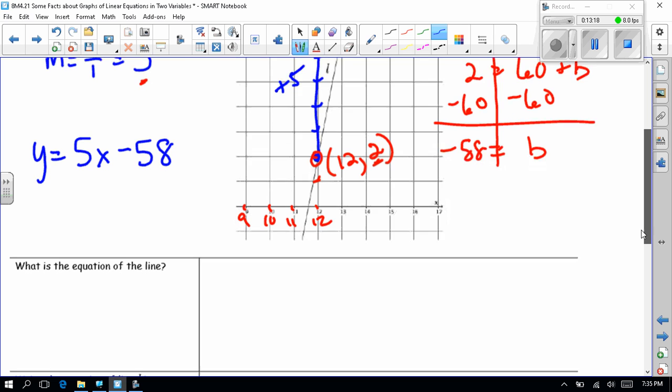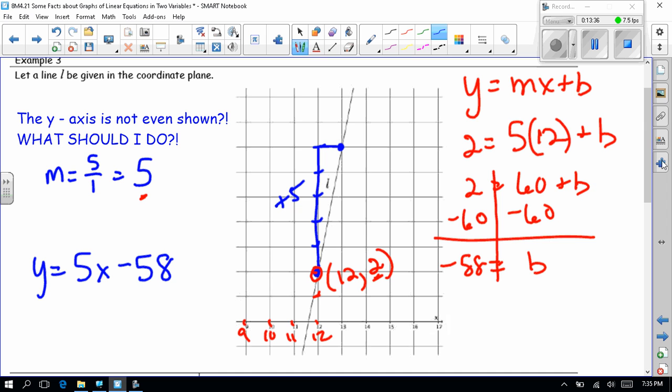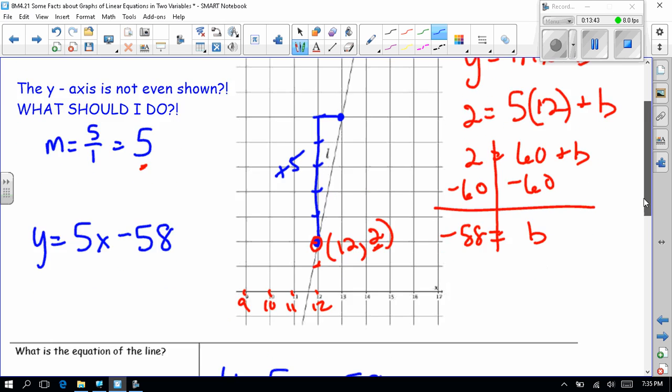If you have any questions, please make sure that you're making a note of them and that you're writing them on a sticky note or in the margin so that you can ask them in class tomorrow. I wrote the equation up there, but I should have written it down here. So y equals 5x minus 58. Again, I'm using the information that I know, plugging it in or substituting into slope-intercept form and solving for what I do not know.